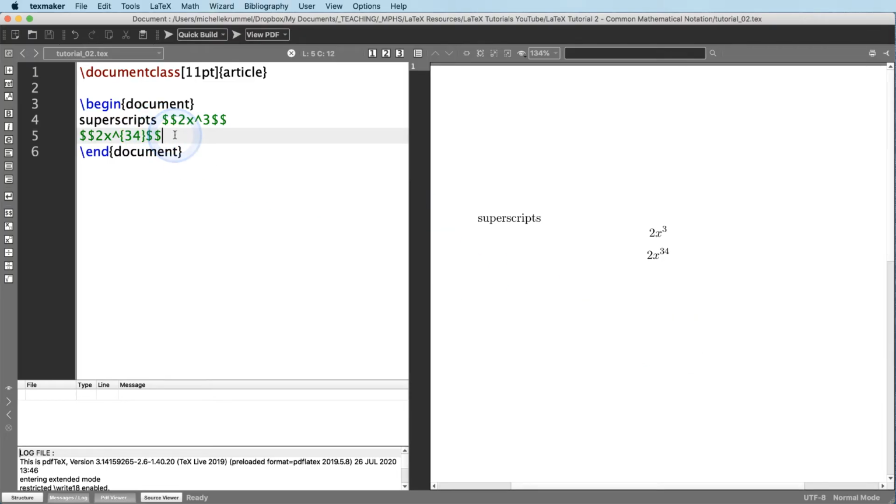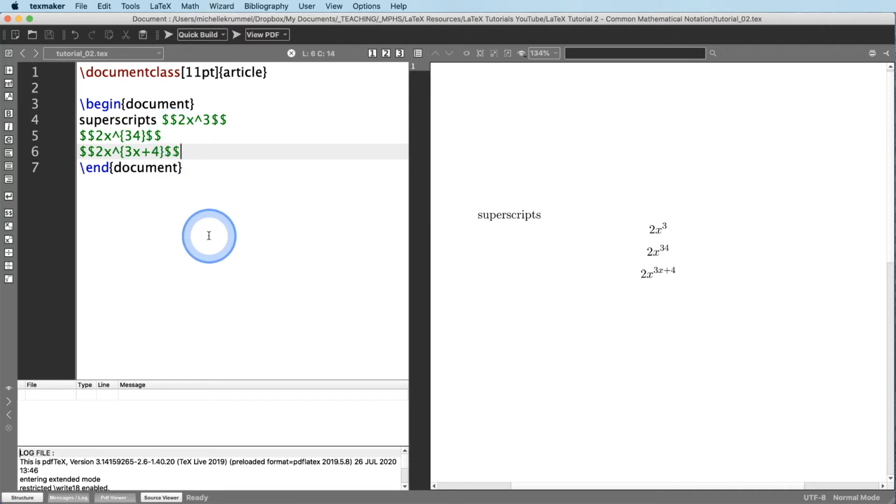So another example, let's do 2 times x to the power 3x plus 4. So if I want 3x plus 4 all to be in the exponent, then I need to put curly brackets around that. And that looks like I expected it to look. And then let's do 2x to the power 3x to the 4th plus 5. So we're going to have an exponent inside of an exponent.